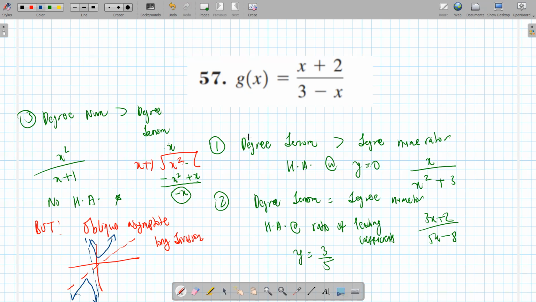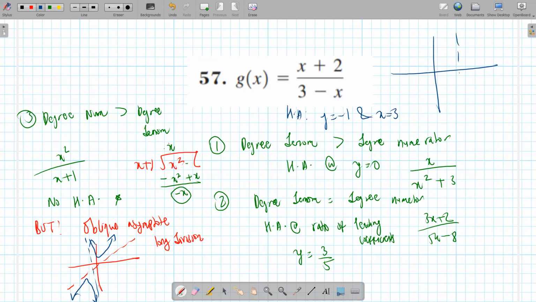Yes. So this is condition 2. That means the ratio of the leading coefficients. It's just 1/1, so it'd be 1. No, -1. The leading coefficient of this is -1. So 1/-1, which is just -1, right? So the horizontal asymptote is at y equals -1, and our vertical asymptote was at x equals 3, right?